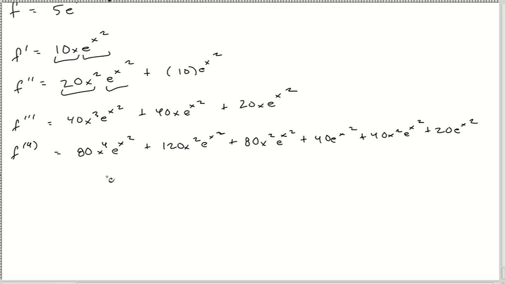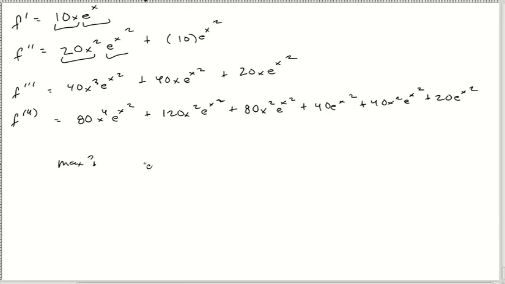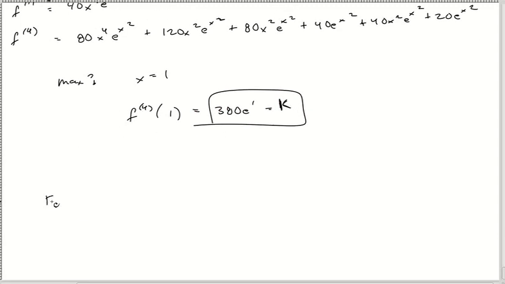It says, where's the maximum given our original domain? Remember, it's 0 to 1. This thing grows. So we've got 0, we've got 1. Where do you think the maximum value is going to be? Probably at 1, so I'm going to say x equals 1. Plug it in to all of this stuff here, and the fourth derivative at 1 is equal to 380 e to the 1, which is my K. Oh my goodness. Now we can go back to that formula.